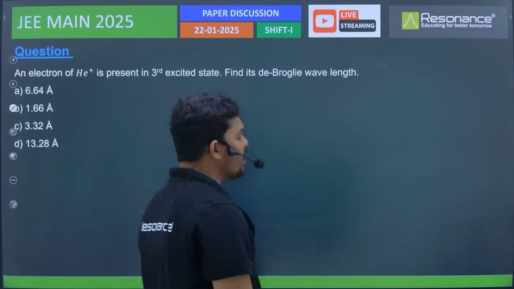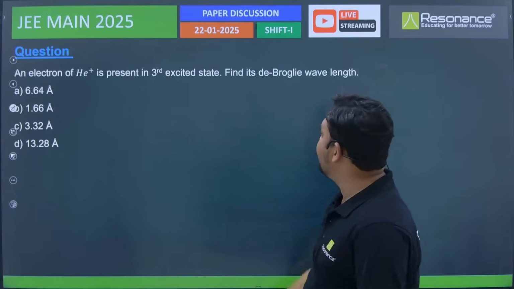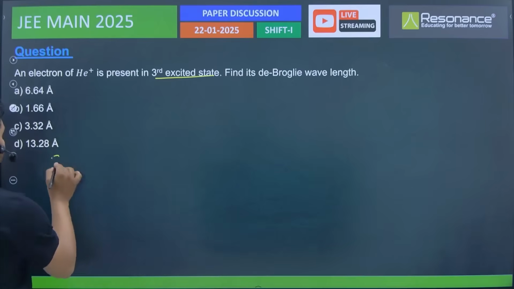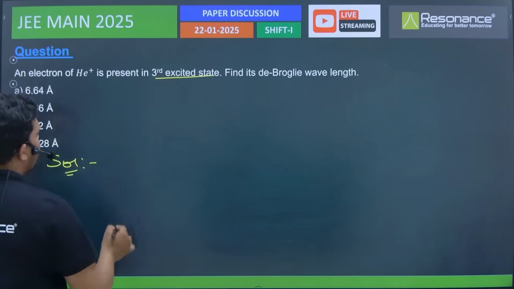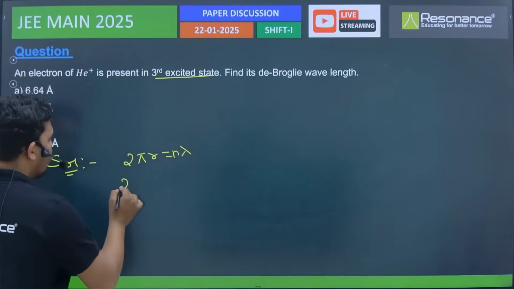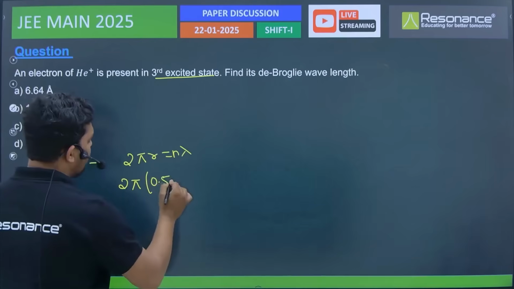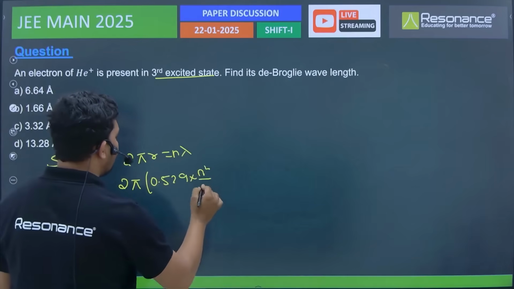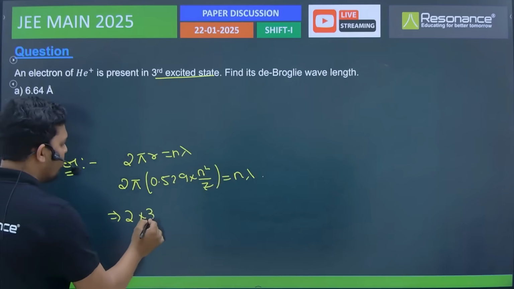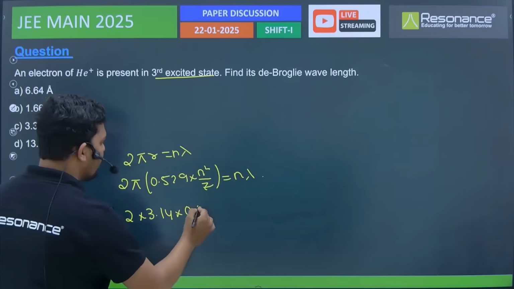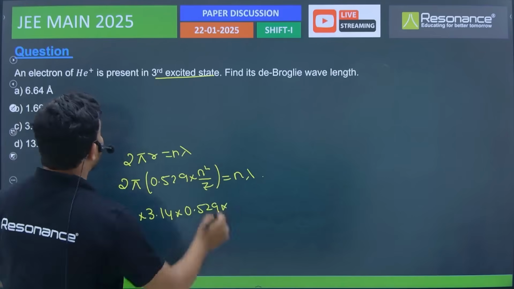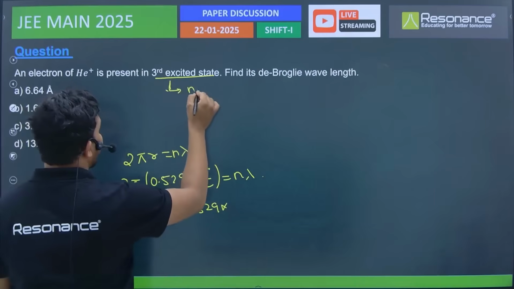An electron of He plus is present in the third excited state. Find its de Broglie wavelength. So we need to find the de Broglie wavelength in this case. Directly I can solve here. We know that 2 pi r is equal to n lambda. I can take 2 pi into r, where r is 0.529 into n square by Z, equal to n into lambda. Directly you can substitute 2 into the value of pi, 3.14, into 0.529 into n square. The value of n we already have: third excited state means n is equal to 4.